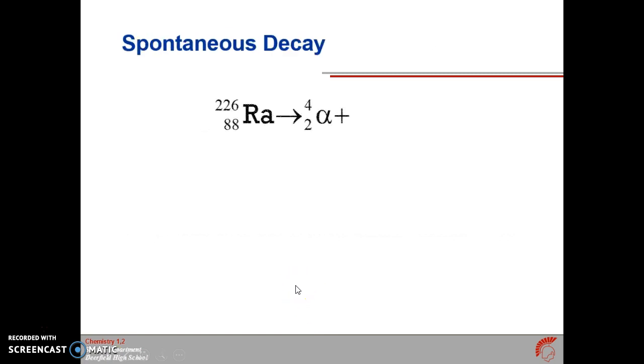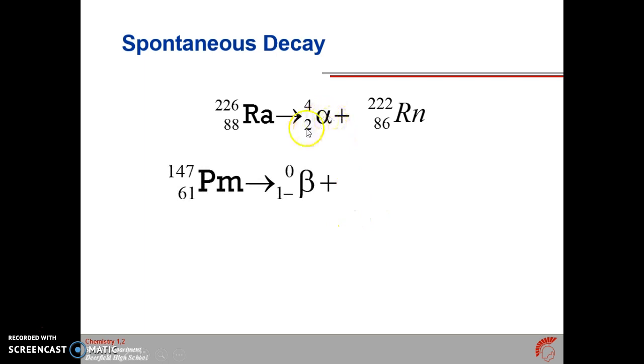So spontaneous decay could be an alpha particle, and just really quickly as a review of the math, remember that the masses all have to equal out and the charge all has to equal out. So if something's undergoing an alpha decay, you are going to drop down by a mass of 4 and a charge of 2. So we would wind up with going from Ra to Rn. Notice that the masses have to add up appropriately.